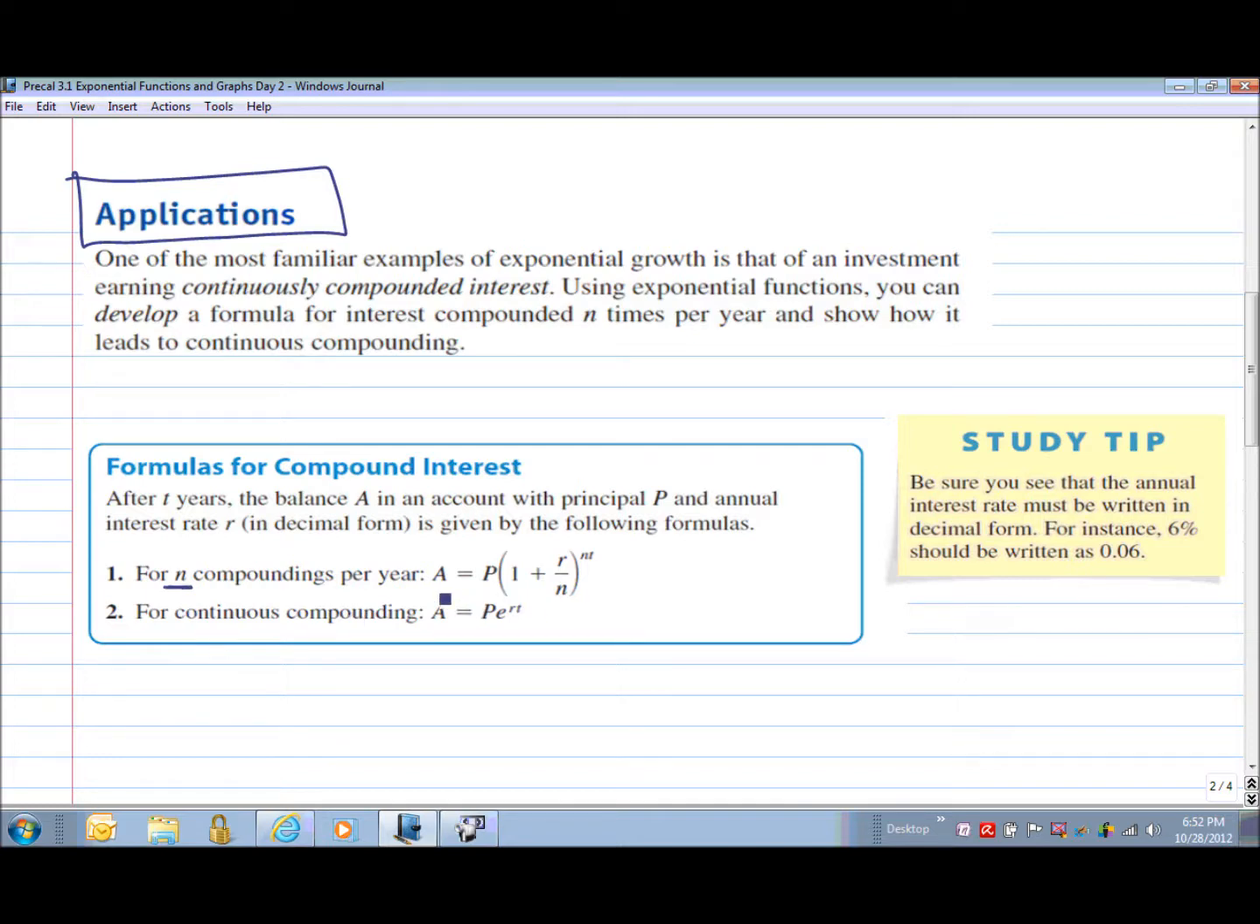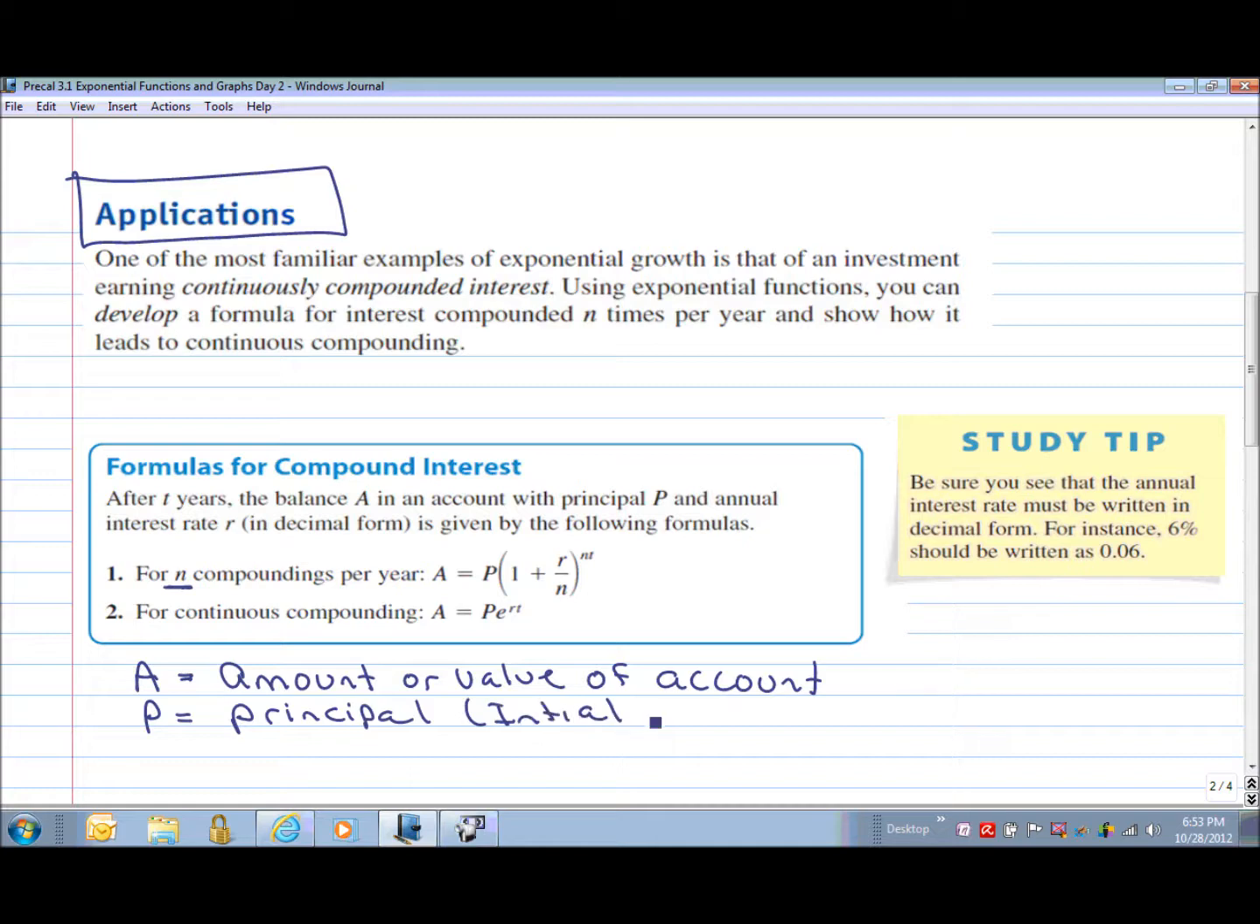So in this first one, A is the amount. So I'm just going to identify the variables right here. This might be something good for your notes. The capital A is the amount or the value of the account. So it's the amount over time, sort of like your Y value. It's the output after time and interest has been applied. P is the principal or the initial amount.